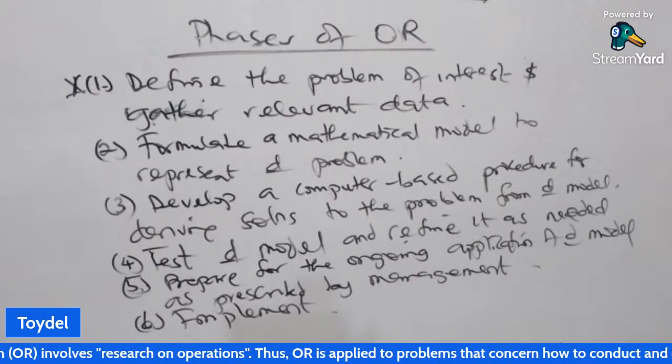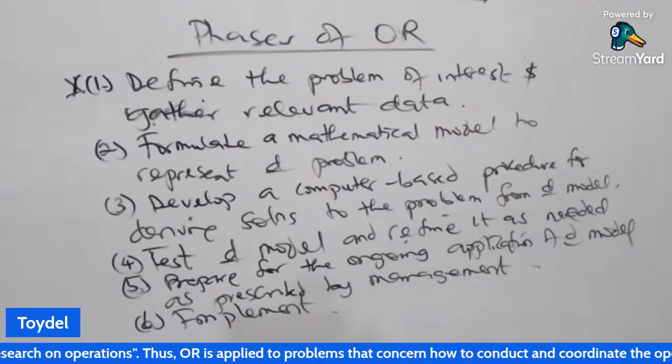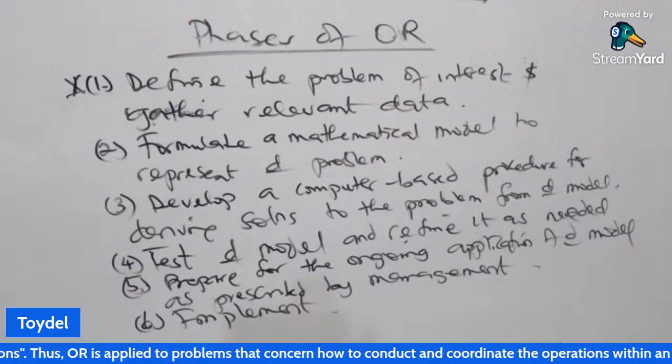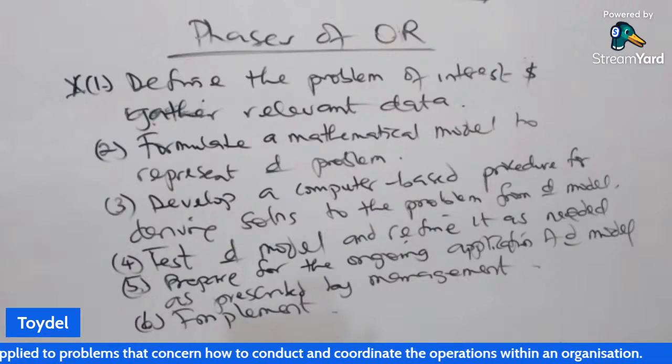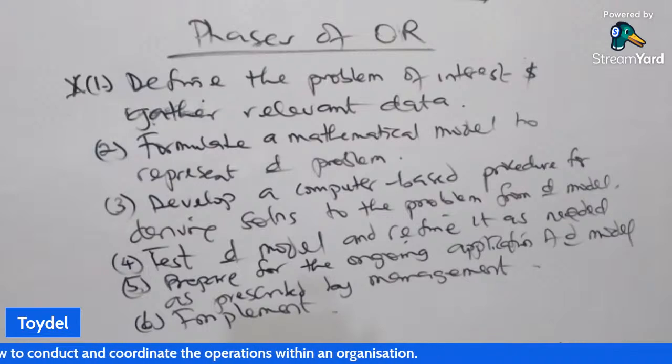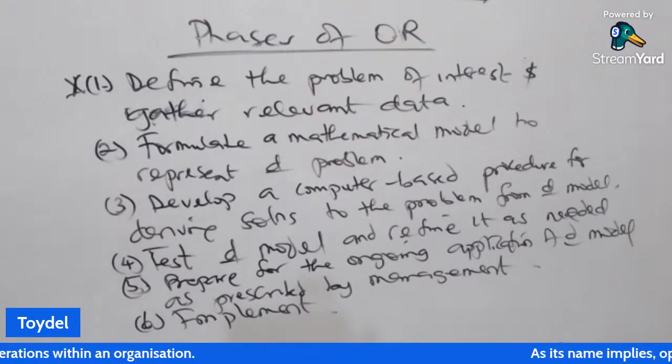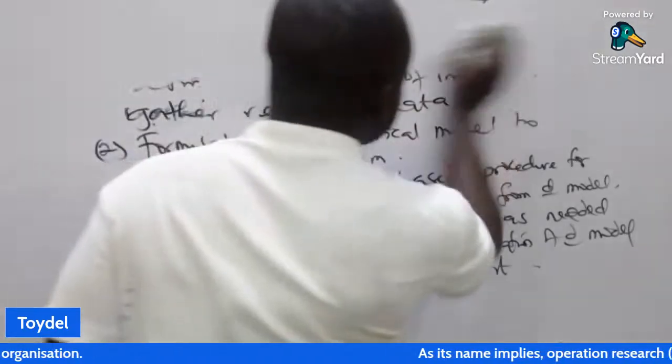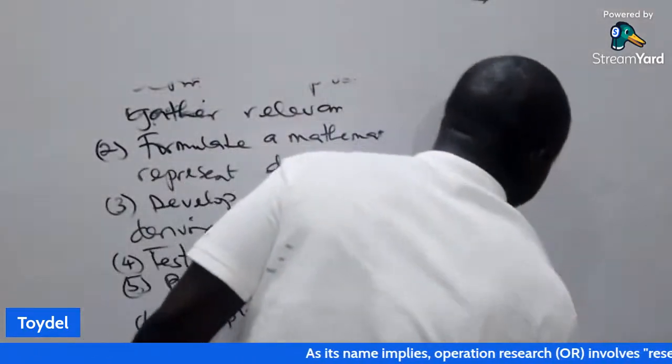Because under this course, we're actually talking about modeling. So we are going to do a lot of modeling in this course. So how do we formulate a mathematical model? It now depends. Most of the problems that we are going to solve in this course, OR, as far as this course is concerned, are mathematical problems.